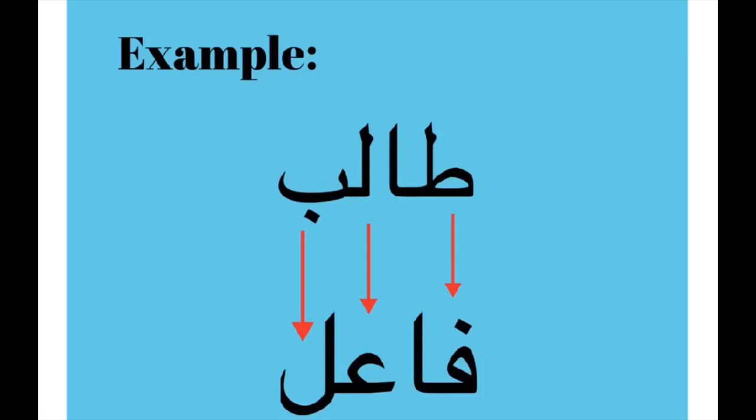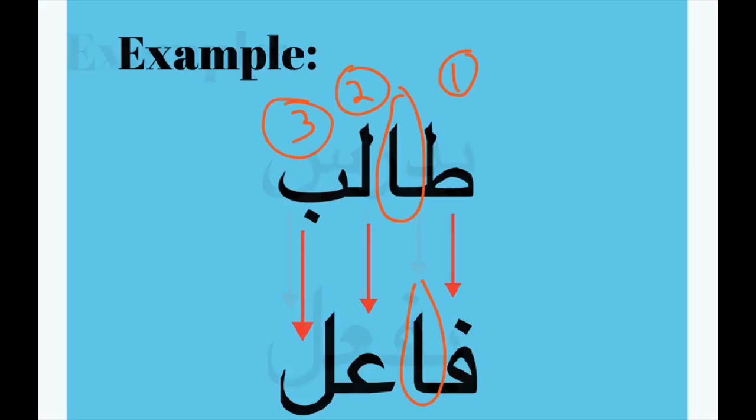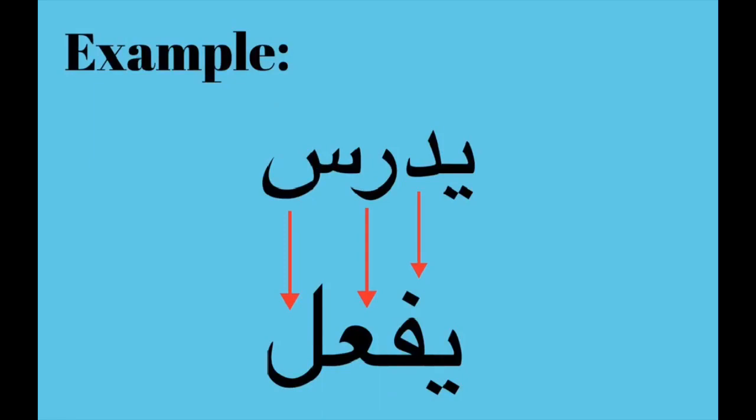Ta is our first root letter, becomes a fa. Then we have an extra aleph. We write that into the formula, seen here. Lam is our second root letter. Lam becomes ayn. And our third root letter, ba, becomes lam. So the form, or the wazn of talib, is fa'il. Fa'il. Now let's look at another example.